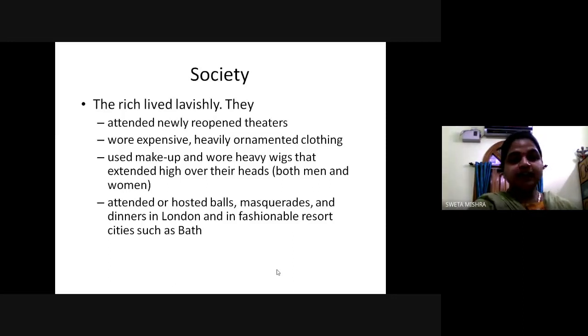So the spirit of enlightenment led to many improvements in the living conditions. The wealthy aristocrats also built lavish country estates that were beautifully surrounded with lawns and gardens. And the rich attended or hosted balls, masquerades, and dinners in London and in fashionable resort cities such as Bath. This is an example where the aristocratic class used to attend.